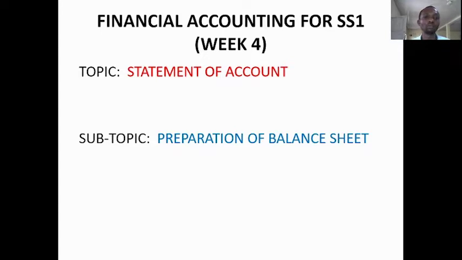Now, for some time we'll be looking at statements of accounts. We have looked at the trading, profit and loss account, all the items needed to compute that account, and how the account is prepared. I've even done a classwork on that, and I'm sure we are all following. Today we'll be moving to the next book of account, which is the balance sheet, the preparation of the balance sheet.